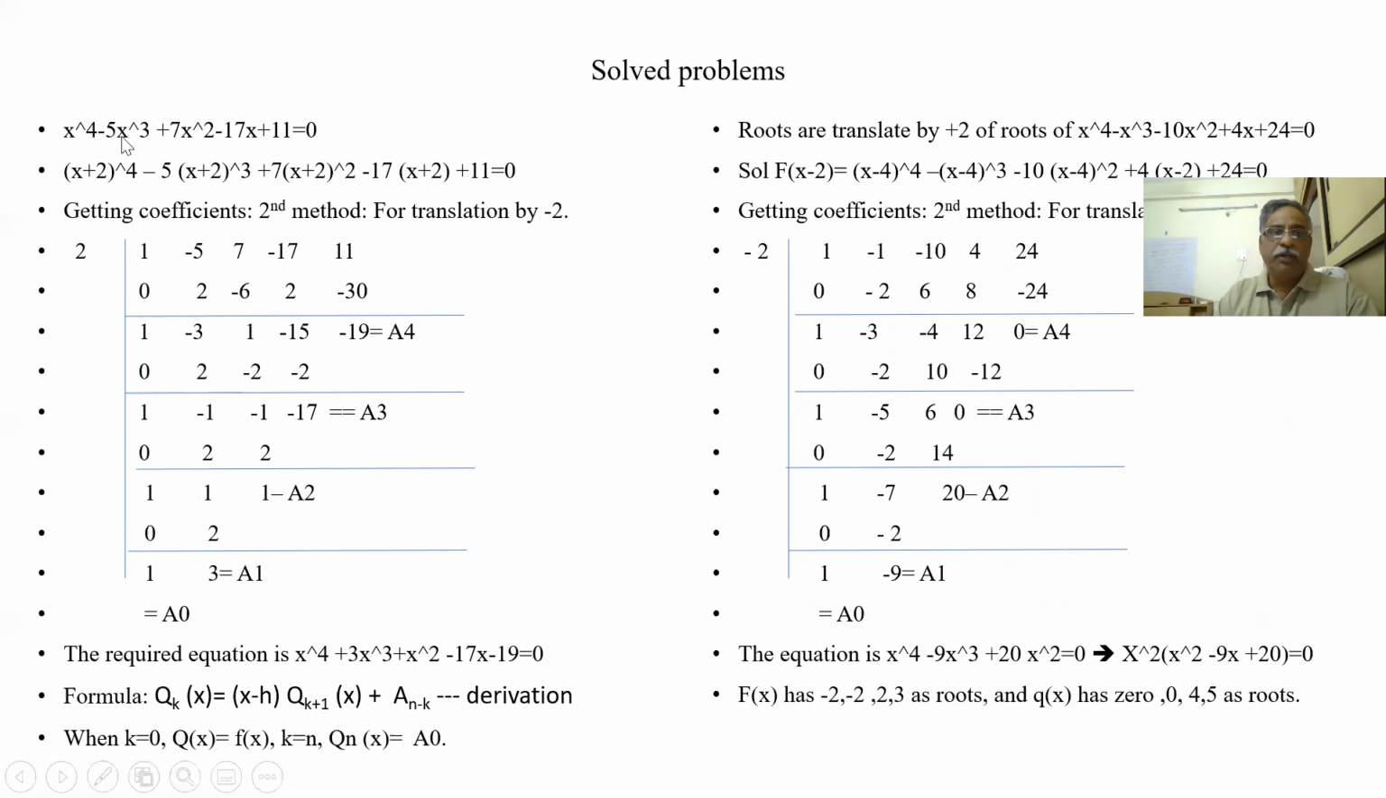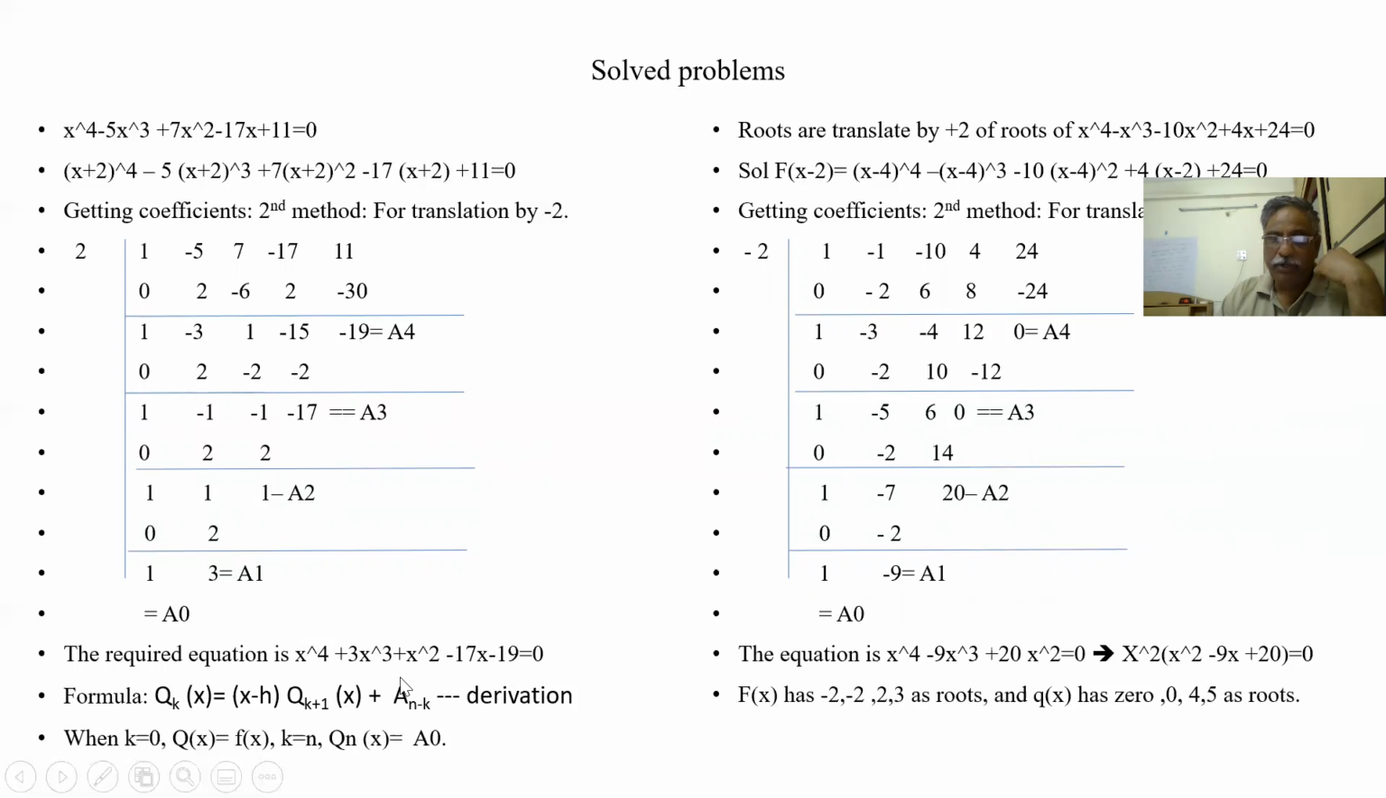See, here we have taken 1, -5, 7, -17, 11. We have divided, for translation by -2, so I am putting plus 2 here. When I divide, I get this equation and a remainder. So this is the A4 coefficient. Again dividing by 2, I get another remainder A3, and dividing by 2, I get A2. This is A1 and A0. So x to the power of 4 plus 3x cube plus x square minus 17x minus 19 is equal to 0.